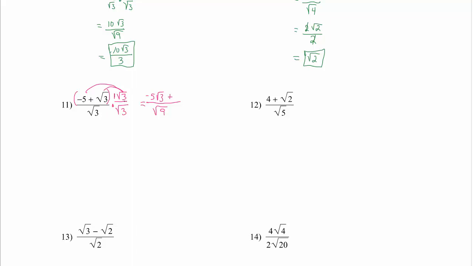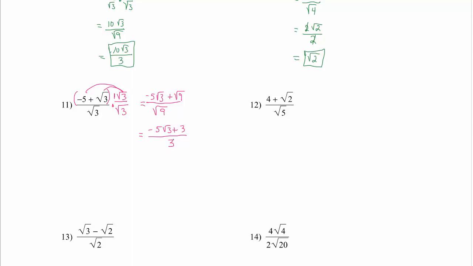Plus, what's the square root of 3 times square root of 3? Square root of 9. So we have negative 5 square roots of 3 plus the square root of 9, which is 3, all over the square root of 9, which is 3. Now, I see a lot of 3's there. It looks like we can cancel out.